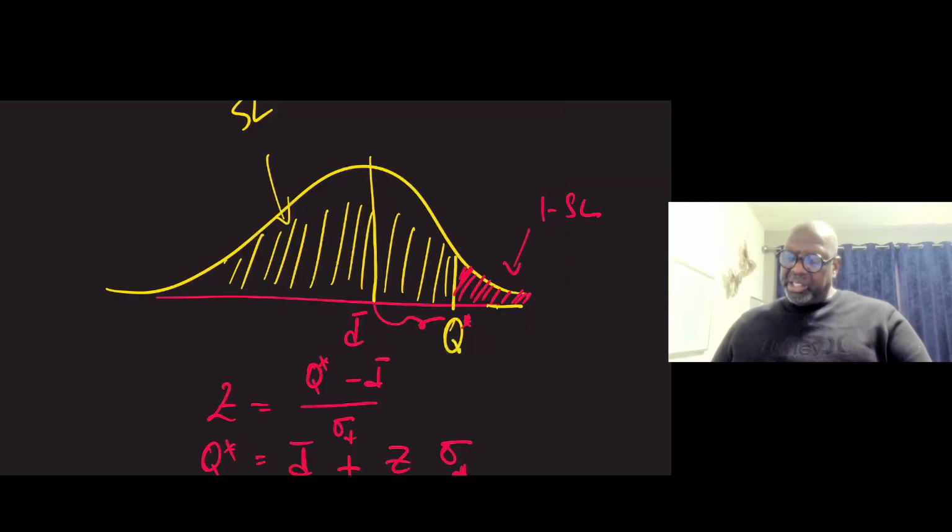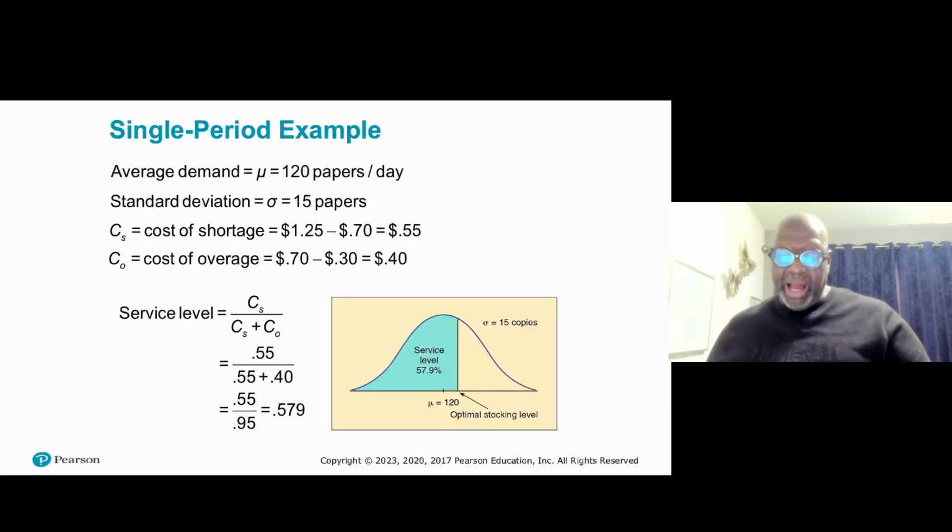From the average plus the extra that we have to keep just in case of uncertainty. All right, let's take a look at an example. We have the average demand mu, 120 per day. We have the standard deviation, 15 per day. And so the cost of a shortage is 1.25 minus 70. So essentially, we're going to have a salvage value of 70 cents.